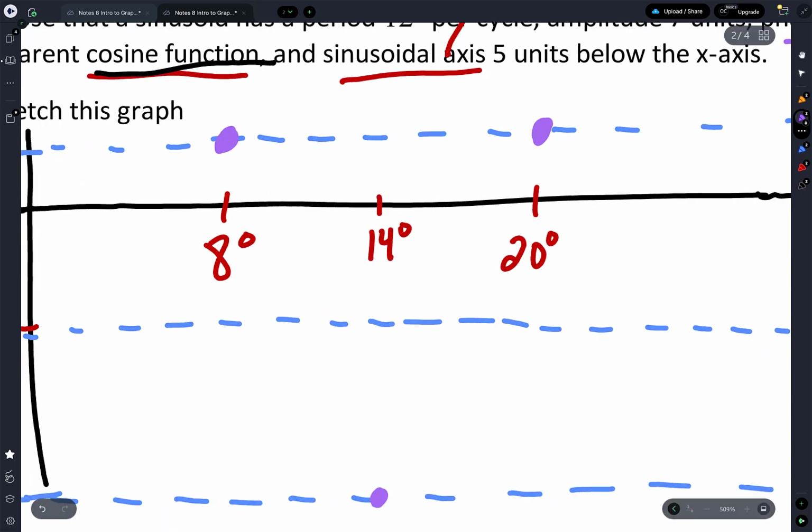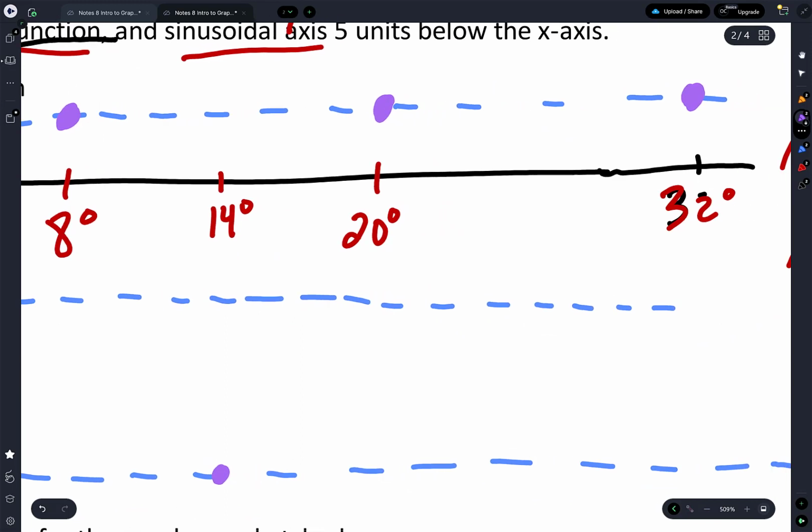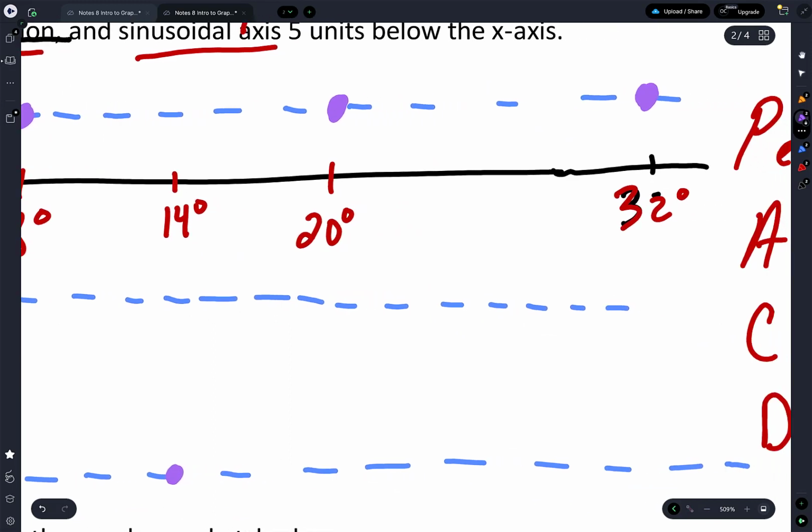Now I'm going to go another 12 from the 14. 14 plus 12, 24, 26. So at 26, another point. Chav, how do you know where it's at? Well, it repeats every 12 degrees. Bam.